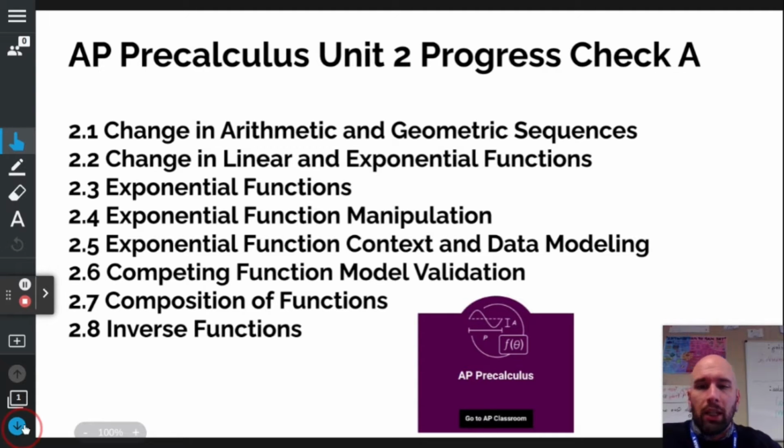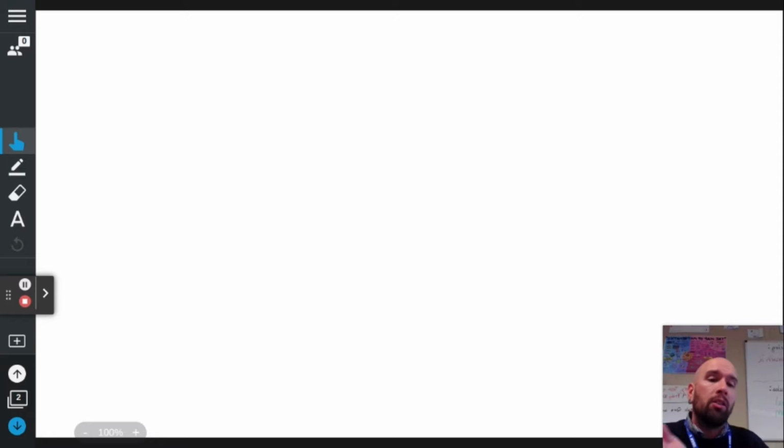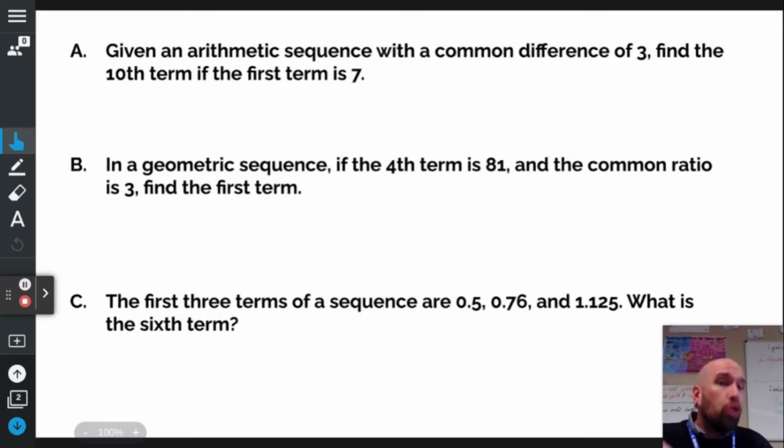Let's get right into it. Again, these are the types of problems you should expect to see on the Progress Check 2A exam found on AP Classroom. Not exactly the same, but close. Given an arithmetic sequence with a common difference of 3, find the 10th term if the first term is 7.